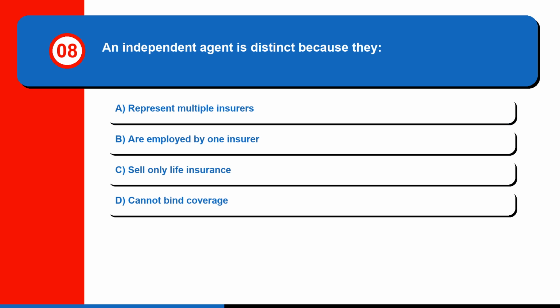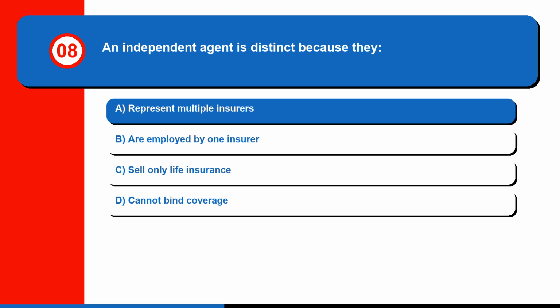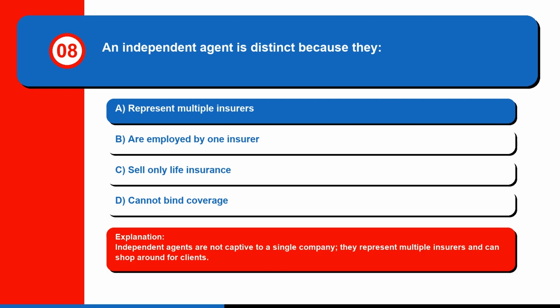Question 8. An independent agent is distinct because they A. Represent multiple insurers, B. Are employed by one insurer, C. Sell only life insurance, or D. Cannot bind coverage. The correct answer is A. Represent multiple insurers. Independent agents are not captive to a single company; they represent multiple insurers and can shop around for clients.